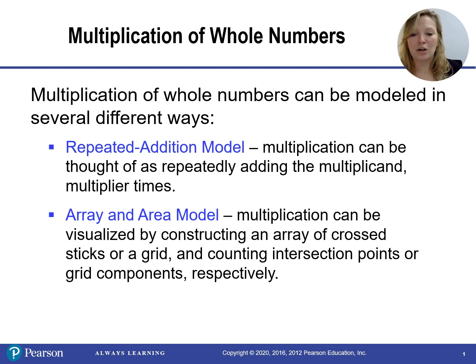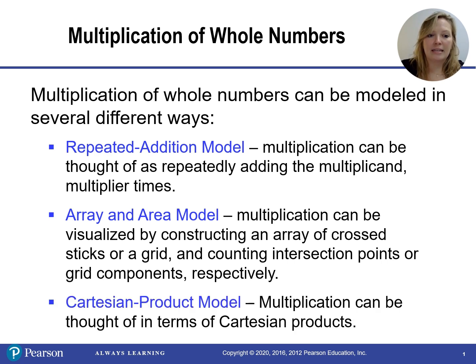The second way I'm going to talk you through is the array or area model, which is when we think about multiplication as visualizing it as an array or a grid. And the last way is the Cartesian product model, which is thinking about multiplication as Cartesian products or pairing groups of items together.